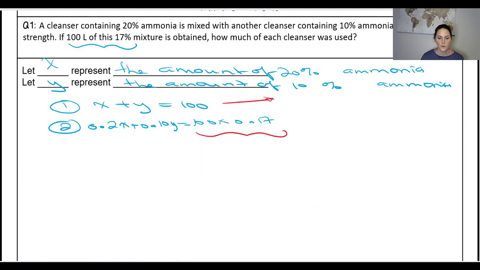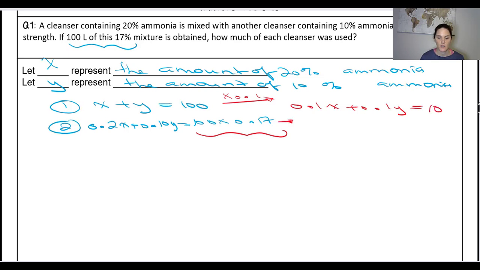Okay, so I'm going to have to use elimination to isolate either the X or the Y, and because it asks for how much of each cleanser, it doesn't matter which one we start with. I'm going to go ahead and multiply the first equation by 0.10. So I get 0.1x plus 0.1y equals 100 times 0.1 is 10.